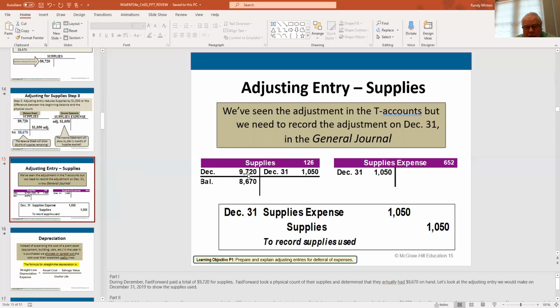So think about something that's even more stark. Maybe this number was 10,000, and maybe when we went and counted, we only had 1,000. So we have to have a $9,000 adjustment going to supplies expense and a credit to the supplies to reduce those.